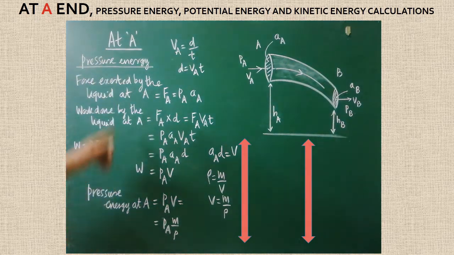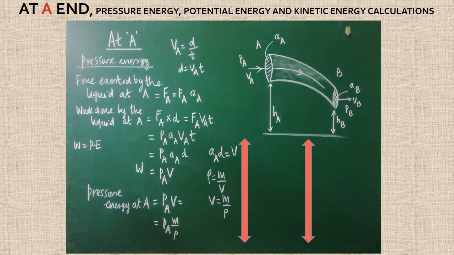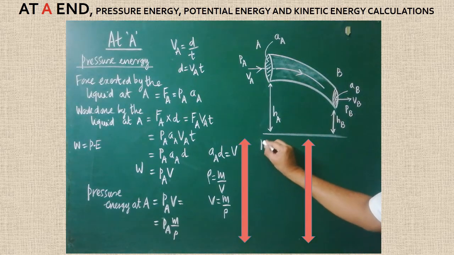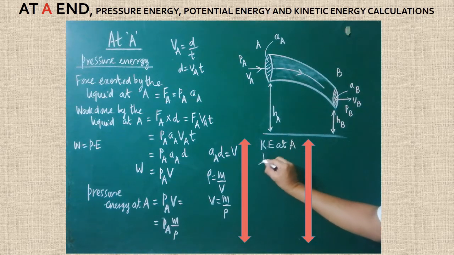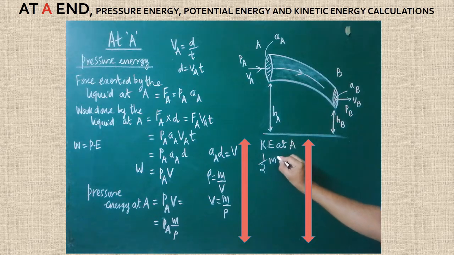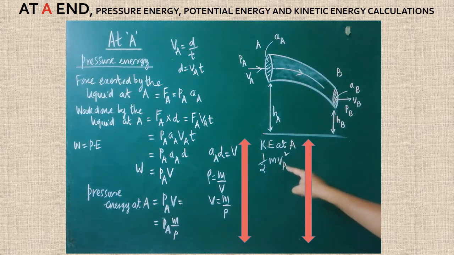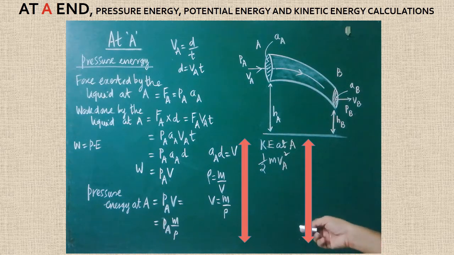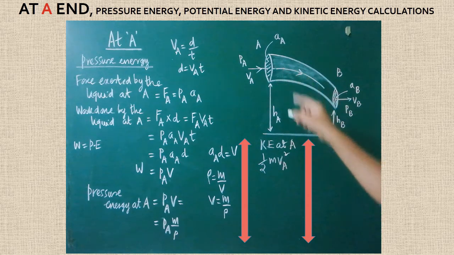Now I am deriving the expression for all the energies at A. Next I am going to derive the same kind of expression at the end B. Again I won't repeat the same steps. And here two more energies are there. What are they? Kinetic energy. Kinetic energy at A to be calculated. What is the formula to calculate kinetic energy? Half mVA square. Kinetic energy at A is nothing but half mVA square. This is the expression, very simple one. Velocity at A must be substituted. You will get the kinetic energy of the liquid at A.